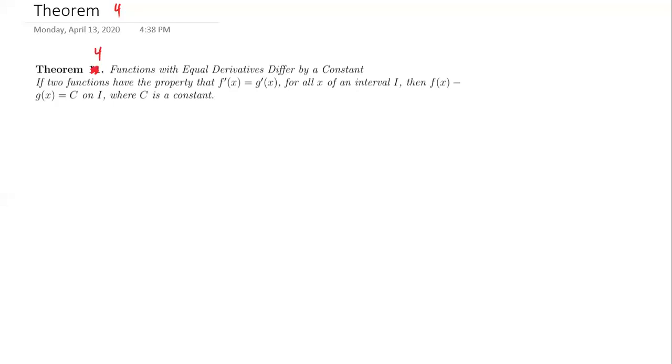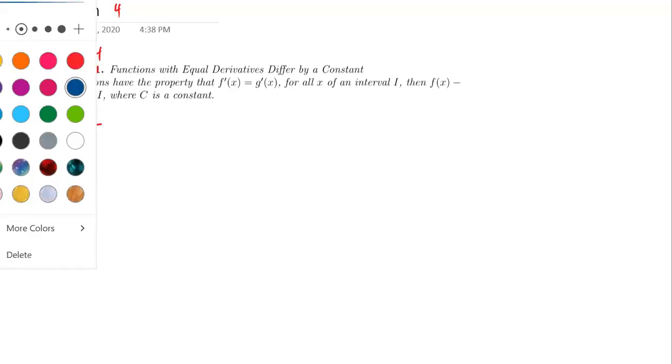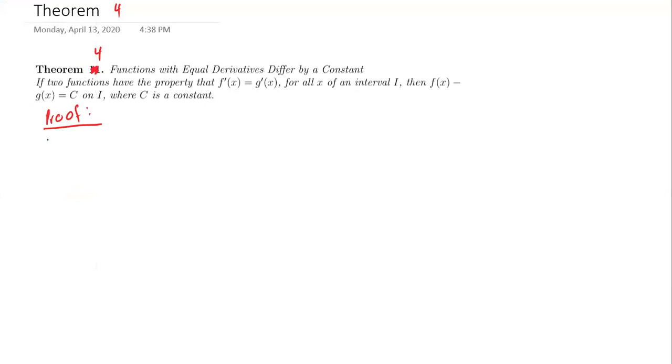So let's say we want to prove this. We're going to prove this using theorem 3. So first we're going to define this function, h of x. We're going to call it f of x minus g of x. Now, since f prime and g prime exist on I, we're given that by assumption because we're saying that the derivatives are equal. Well, the derivatives must exist. So for sure, f prime and g prime exist on I.